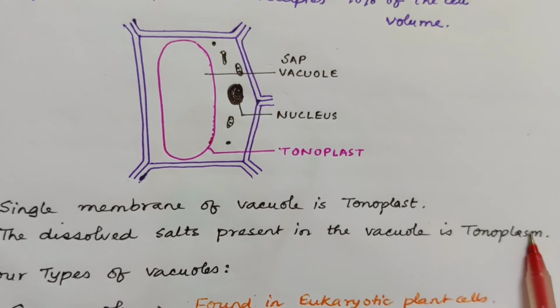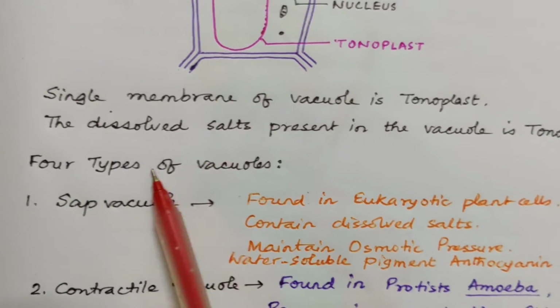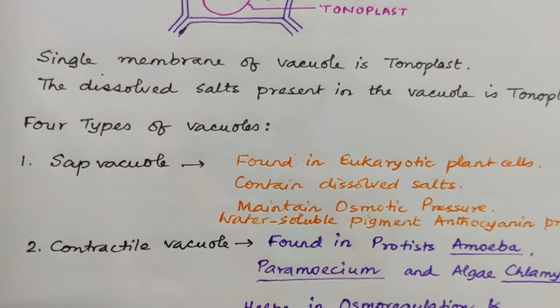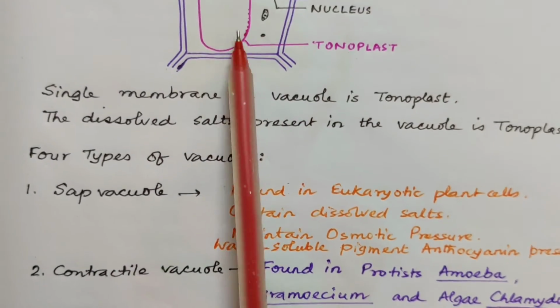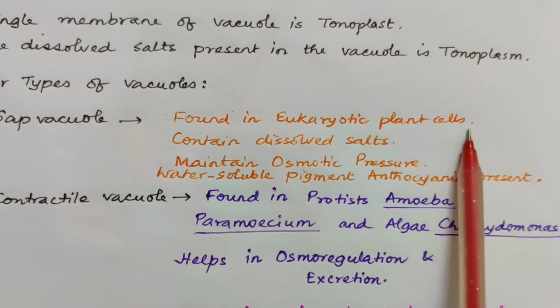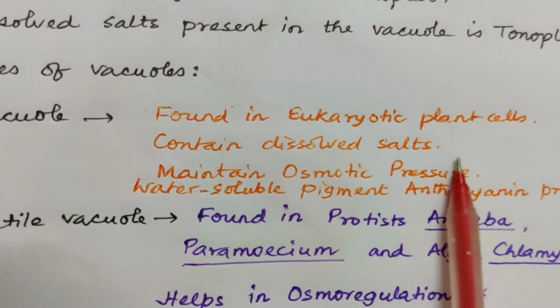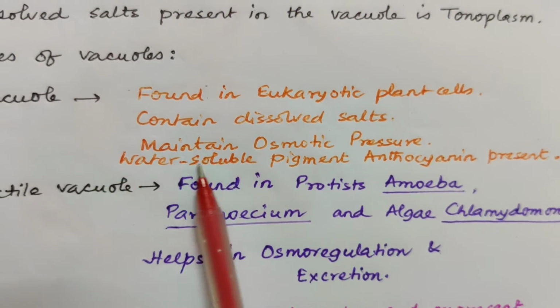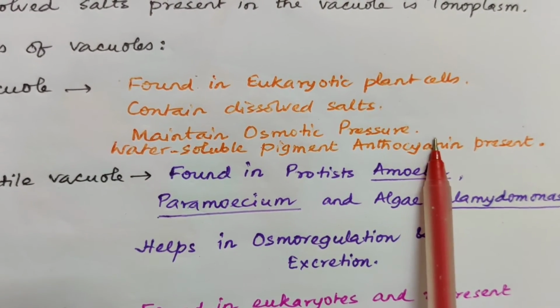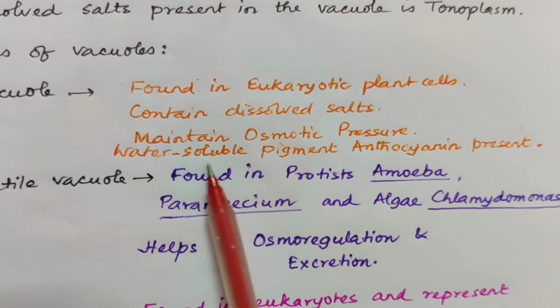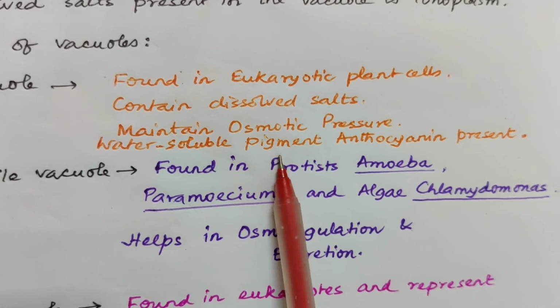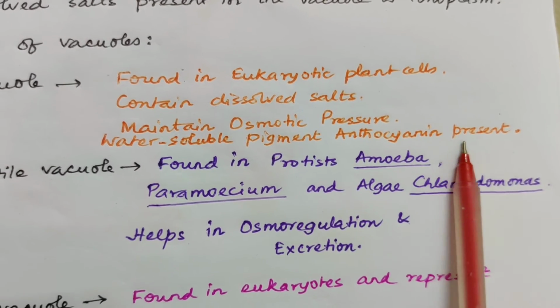as tonoplasm. Now actually there are 4 types of vacuoles. One is sap vacuole that you have already seen. It is found in eukaryotic plant cells. They contain dissolved salts. Function is to maintain osmotic pressure, and they have a water soluble non-photosynthetic pigment called anthocyanin.